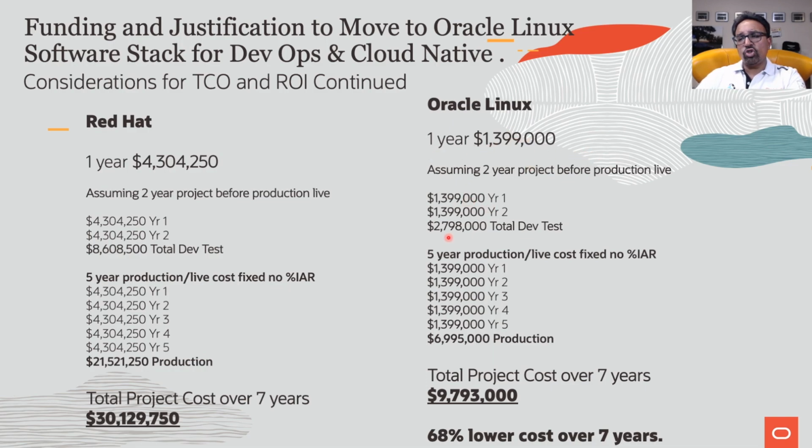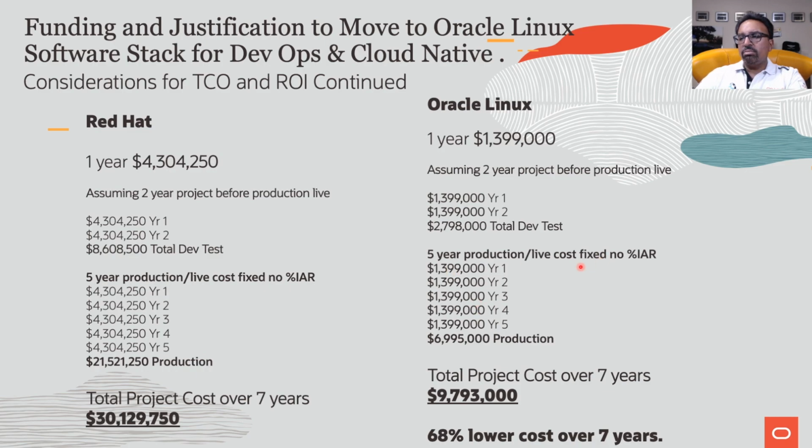2 years of dev test, it's just under 2.8 million versus 8.6. That's a huge saving. So right out of the block, you're burning less cash in your dev test period. And Oracle Linux doesn't change how much time you're going to have to spend on your project. It changes how much money you're going to spend on your project.